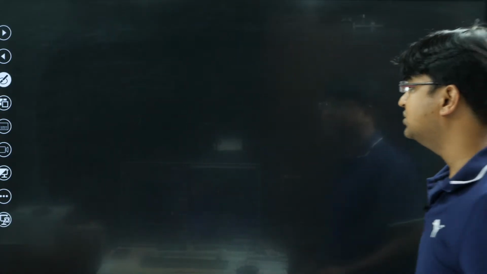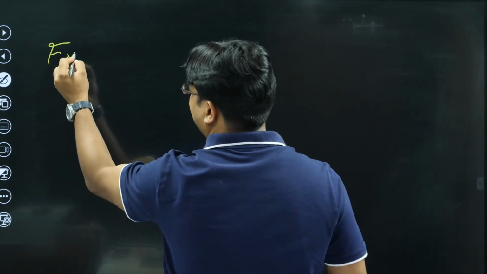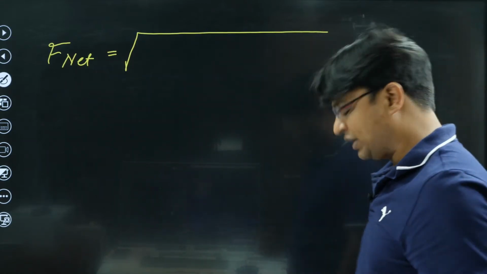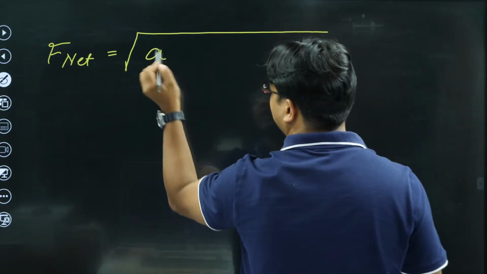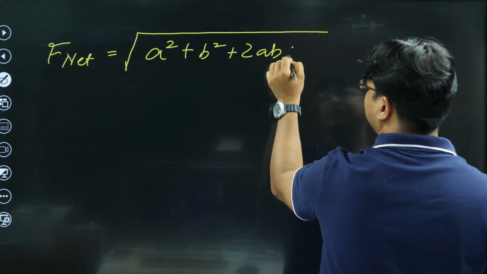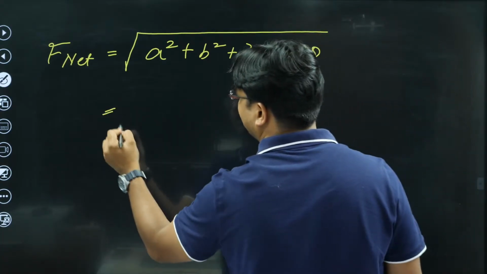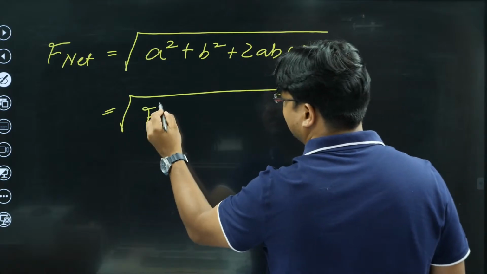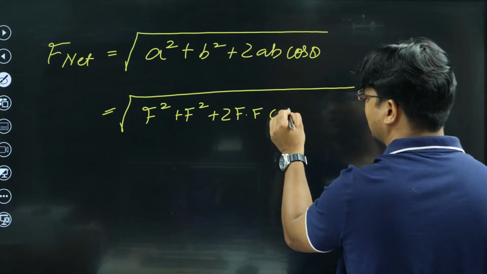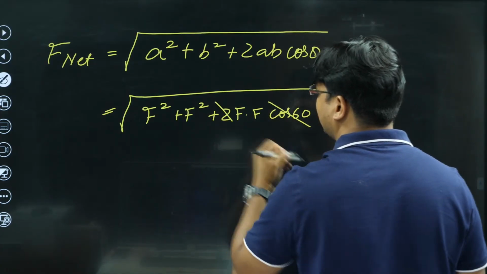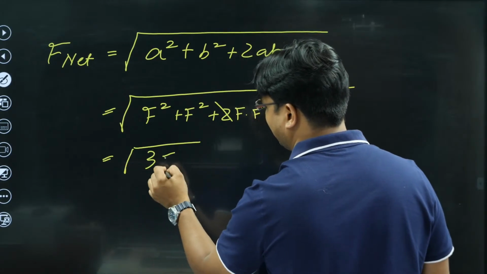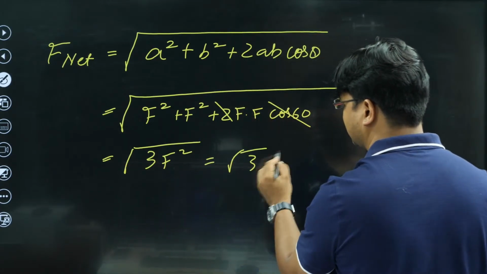Okay, so to find the net force, I will invoke the formula for the resultant of 2 vectors. The formula says, if you are trying to find the resultant of 2 vectors, it is the square root of a square plus b square plus 2ab cos theta. So here it will become F square plus F square plus 2FF into cos 60. So cos 60 and 2 will become 1. So we ultimately have 3F square, or in other words, we have root 3 F.